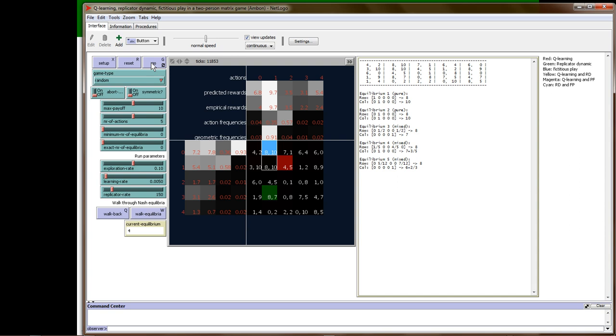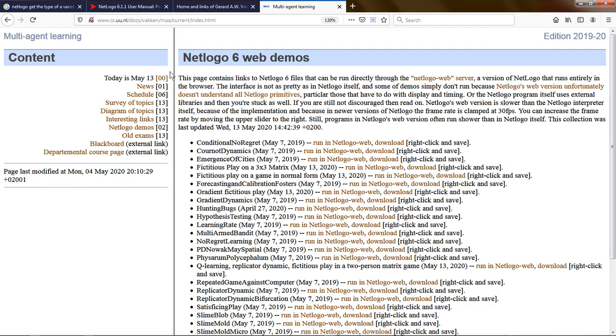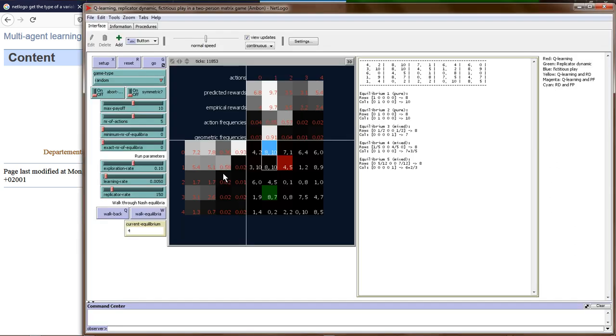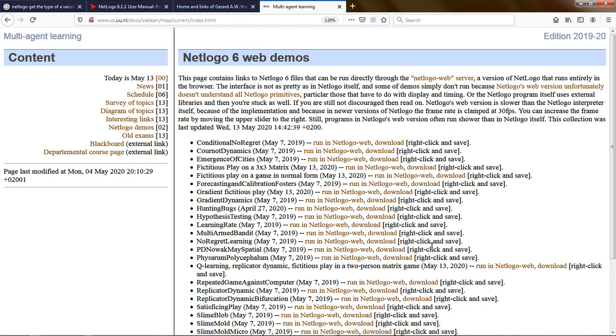Most of the NetLogo apps are downloadable from the site. Only the app I just showed you, with Q-learning, replicator dynamic and fictitious play, has a bug which this afternoon I tried to fix, but I didn't succeed. But if the date is later than May 13, then there is a probability that the bug is fixed.